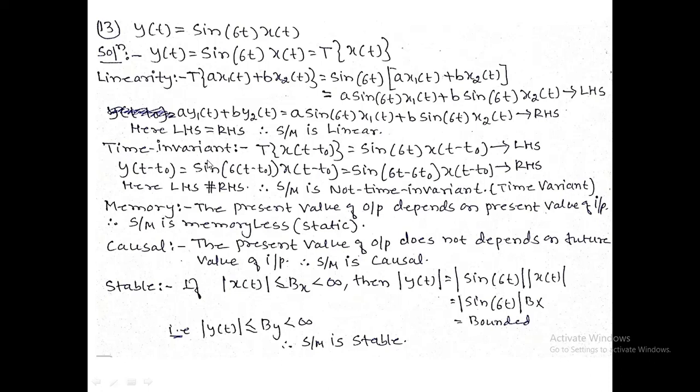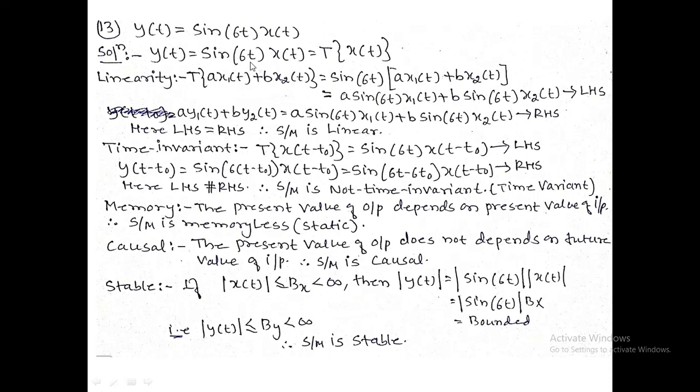Next property, time invariance. T of x of t minus t naught equals the system operating on the input signal, which equals sin of 6t times the input signal. What is the input signal in case of time invariance? x of t minus t naught. Say this is the LHS. RHS: y of t minus t naught, where t will be replaced by t minus t naught.